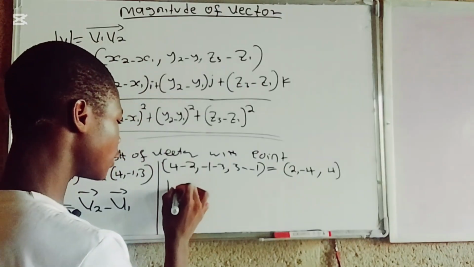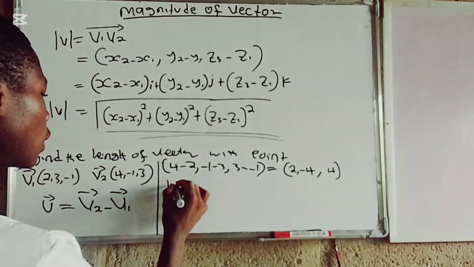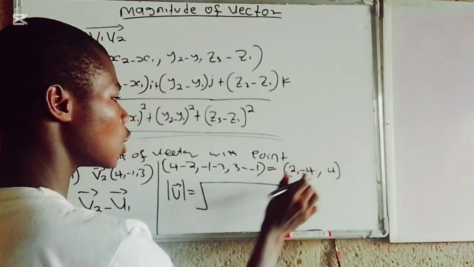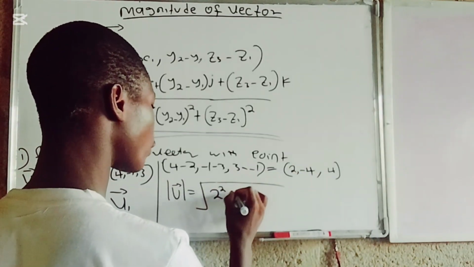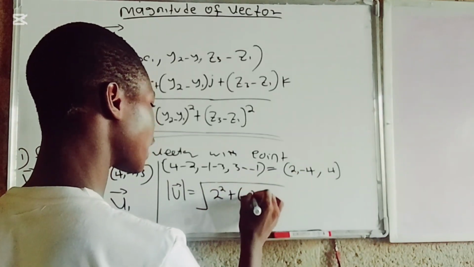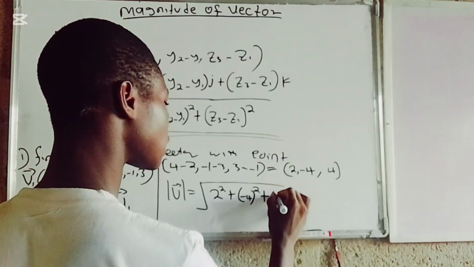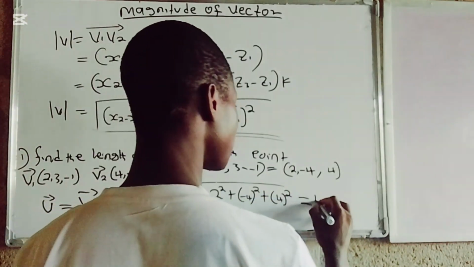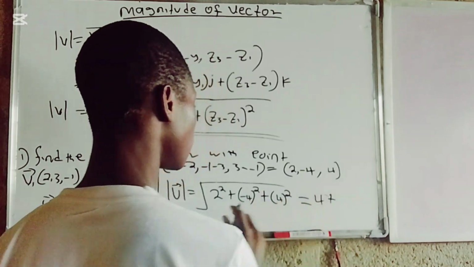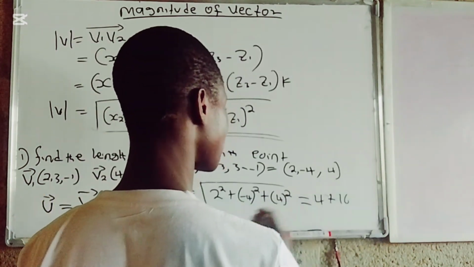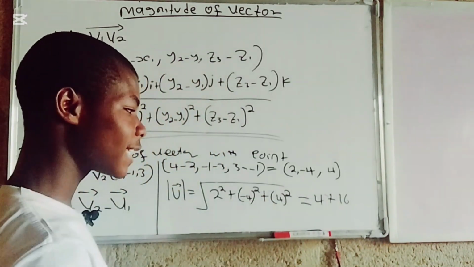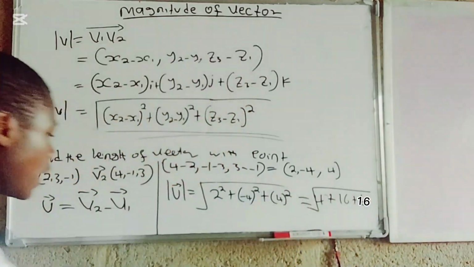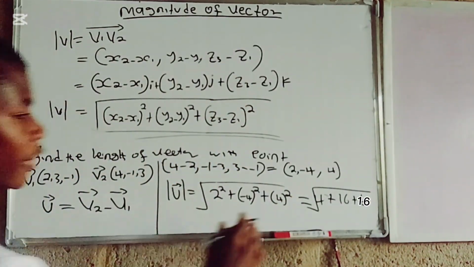So the length of this vector should now be equal to the square root of what? Square root of this. So I will say 2 squared plus negative 4 squared plus 4 squared. 2 squared is the same thing as 4, plus 4 squared, which is the same thing as 16, and minus 4 squared is the same thing as 16, all inside the root.